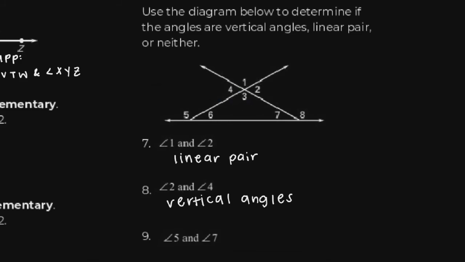And for the last one, we're looking at angles 5 and 7. So they aren't a linear pair because they don't make up a line together. They aren't vertical angles because they aren't across from each other when two lines intersect, so this one would be neither.